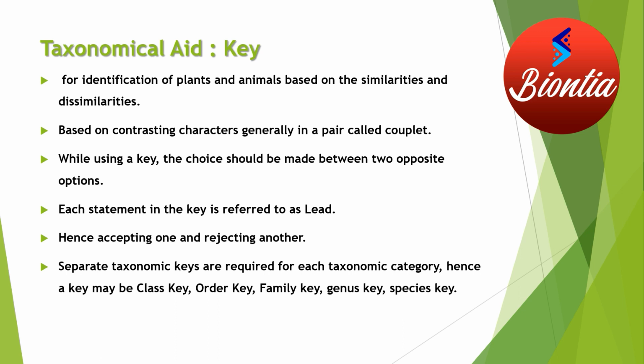So a different type of key is present for each different taxonomic category. Hence a key may be a class key, or an order key, or a family key, genus key or species key, depending on what you are trying to do. Now let's understand this with the help of an example.